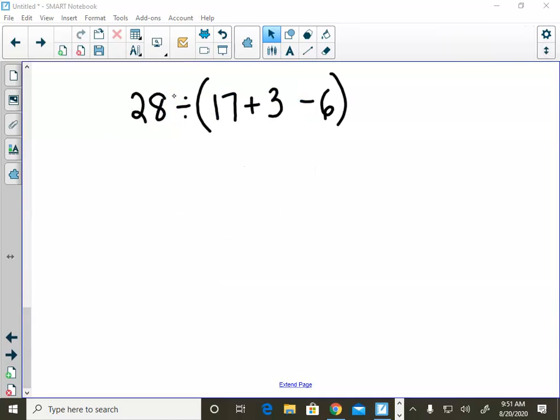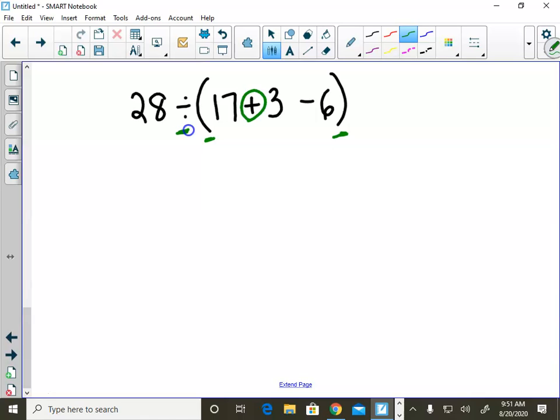Okay, here's yet another example, and we're going to see what operations we have in this problem. So we have 28 divided by, so we have division. We also have parentheses. We have addition, and we have subtraction. Again, we know we have to do what's in the parentheses first. So let's see what's in the parentheses. So we know we're going to have 28 divided by.